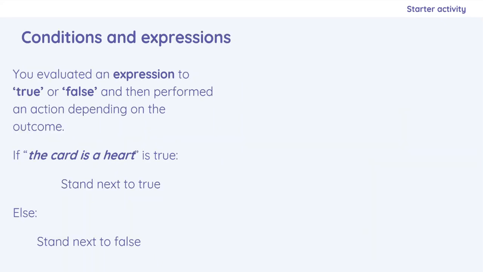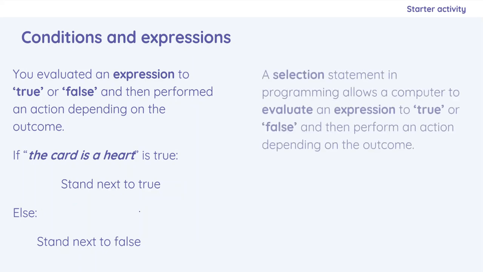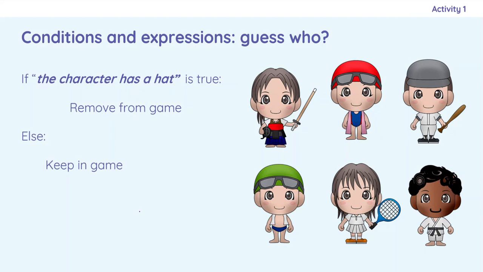So let's have a look at this next structure. When we do this in programming, we have what we call an if statement. So you evaluate true or false. If the card is a heart and that is true, we stand next to true. Otherwise, we stand next to false. So whatever these responses are can be one or the other.